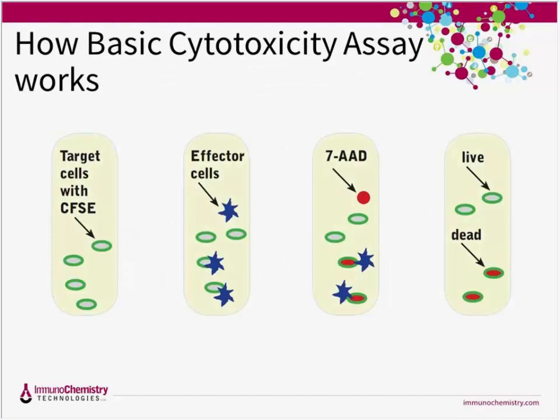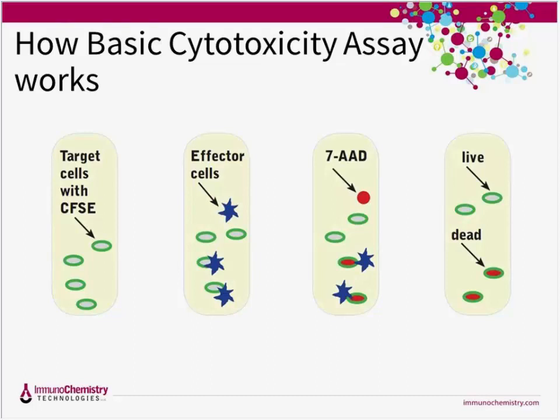So first I'm going to run through how our basic cytotoxicity assay works. First, the target cells are purified and stained with CFSE, which is a green cellular stain, and it's used to distinguish them from the unstained effector cells. Next, the unstained effectors are added, and then the sample is incubated and allowed time for the effectors to exert their cytotoxic effects.